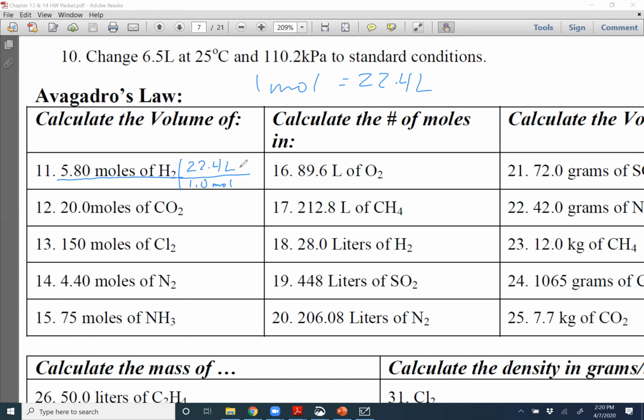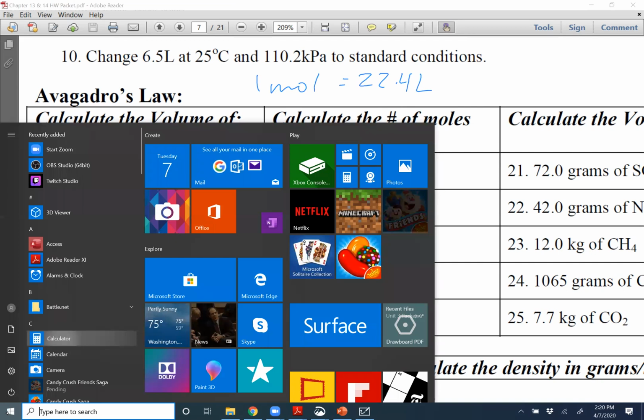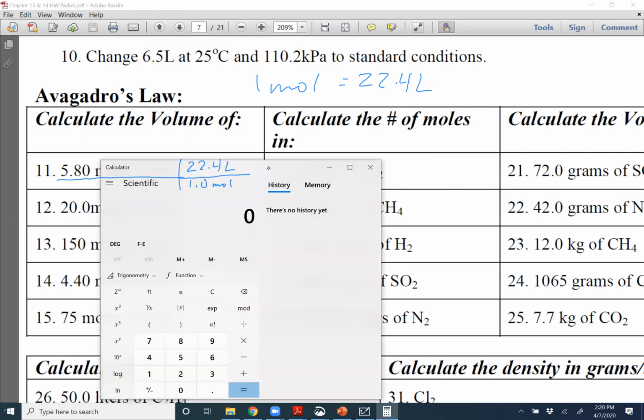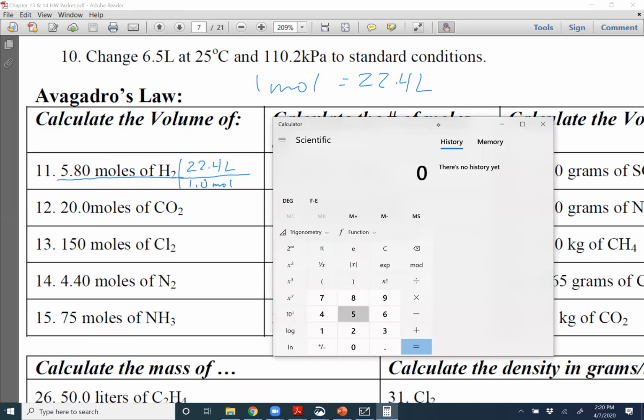So that's how we figure out how many liters this thing will be. Go down here to our calculator, and we'll move our calculator out of the way. 5.8 times 22.4. So 5.8 moles of a gas, in this case hydrogen, will take up 22.4 liters as long as we're at STP.